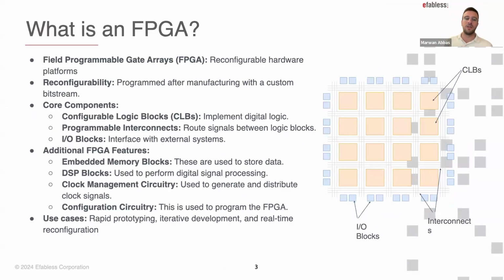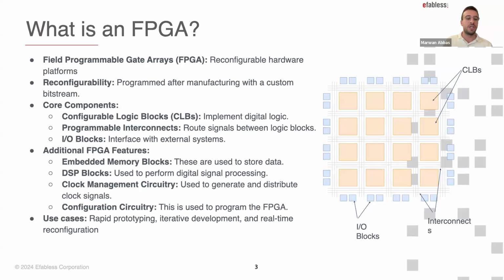Let's begin with the basics. What exactly is an FPGA? An FPGA stands for field programmable gate array. These are configurable hardware platforms, meaning that an FPGA can be programmed and reprogrammed as many times as you want. Now, what makes up an FPGA? An FPGA is made out of configurable logic blocks, or CLBs, and that's where the logic operations happen. Then we have the programmable interconnects, which are like dynamic wiring that connects different parts of your FPGA. And then we have the I/O blocks, which let your FPGA communicate with the outside world.